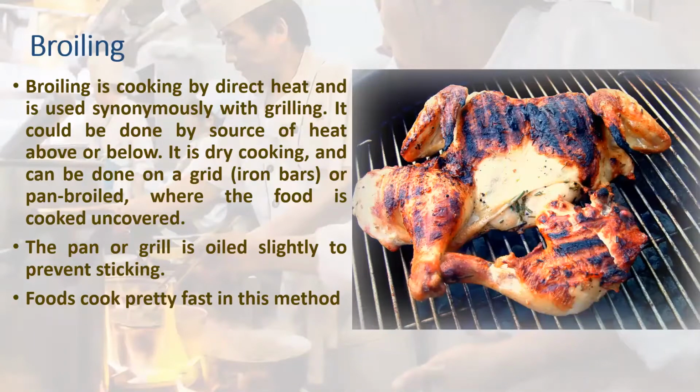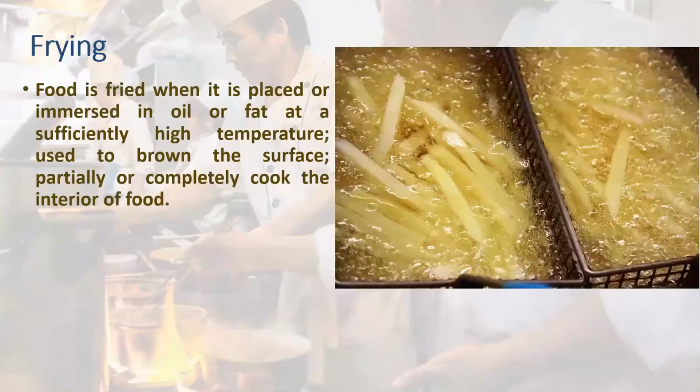It can be done on a grid of iron bars or in a pan, where the pan is placed entirely into an oven. The food is generally uncovered when it is being cooked. The pan or the grill needs to be slightly oiled to avoid the sticking of the food to these surfaces. And in this method, food cooks pretty fast. So this is broiling. Then we move ahead to frying.